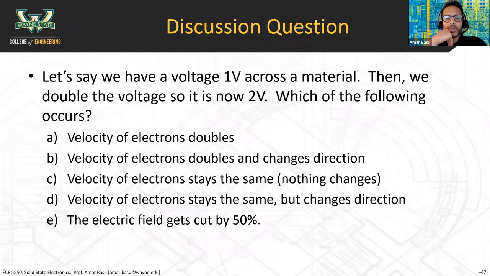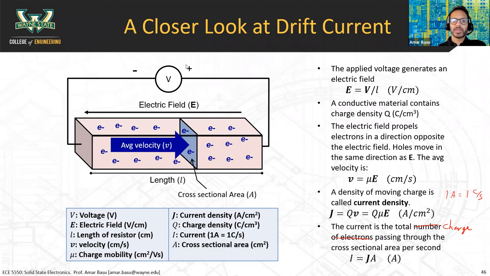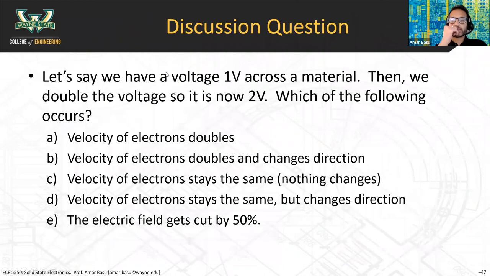All right, so some discussion questions. Let's say we put a 1 volt voltage across the material. Okay, so in this image, this is 1 volt. So we start off with 1 volt, but then what we do is we double the voltage to 2 volts. So which of the following occurs? So there's 1, 2, 3, 4, 5 different choices.